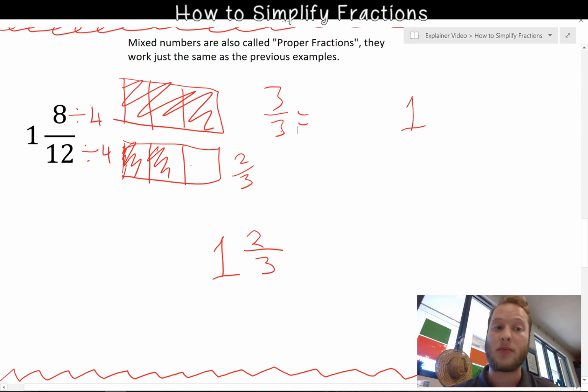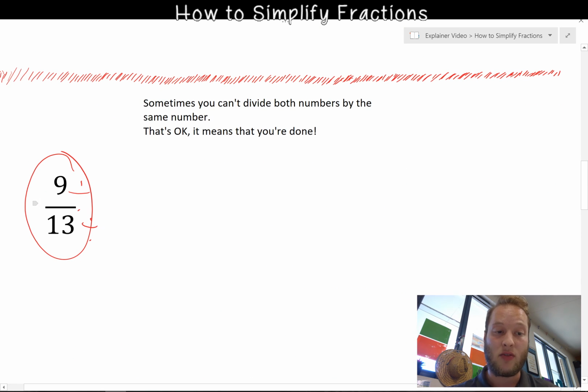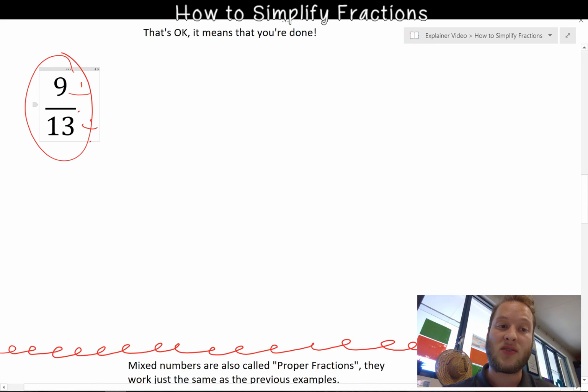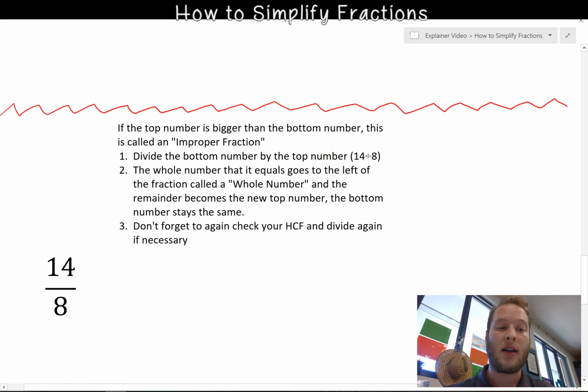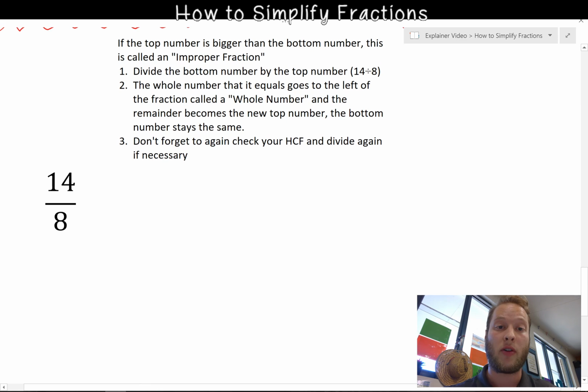So this is a mixed proper fraction. The example over here was not mixed because it doesn't have a whole number. We just call it a proper fraction because the top number is smaller than the bottom number. Here, the top number is bigger, so we actually need to do a first trick. Most questions that ask you to simplify always want you to make it proper first.